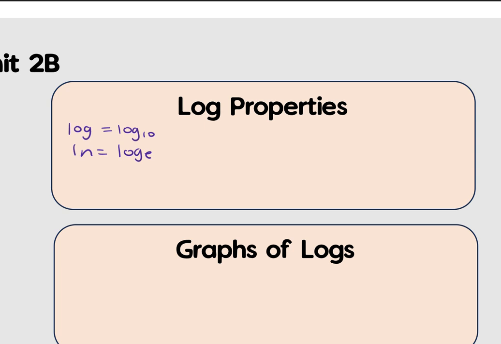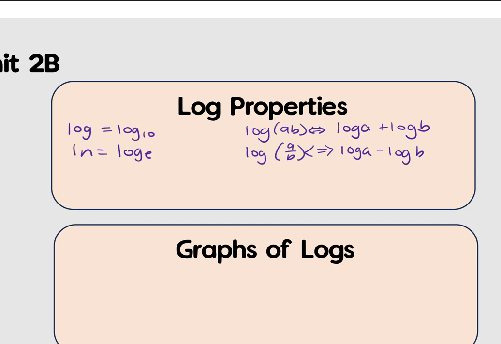Then you've got your product, your quotient, and your power properties. So log of A times B would equal log of A plus log of B. When we multiply, it becomes addition. And we can go both ways with this: you could condense or you could expand. If it's log of A over B, this becomes log of A minus log of B. Again, this equals, and it can go in both directions.